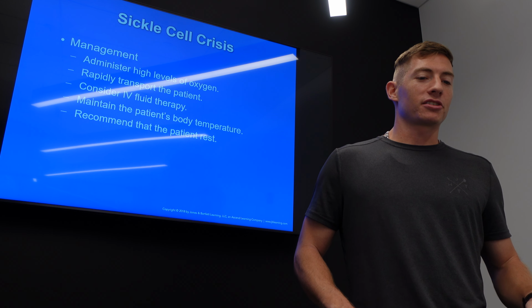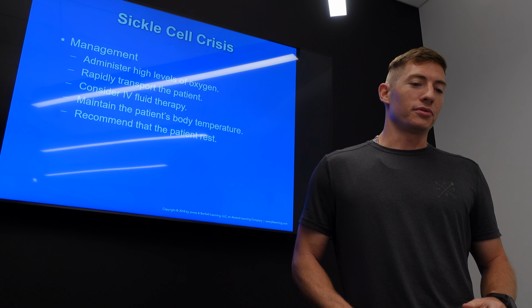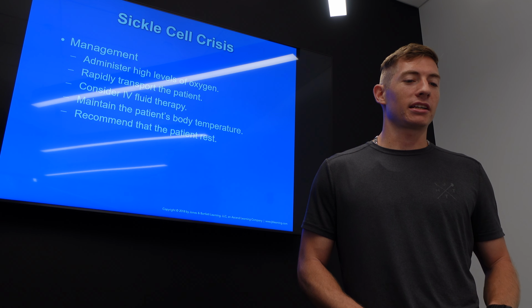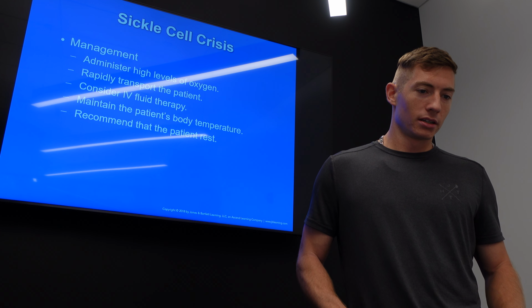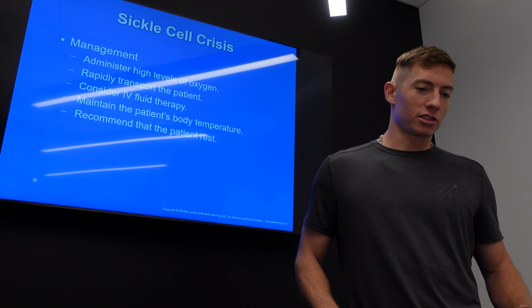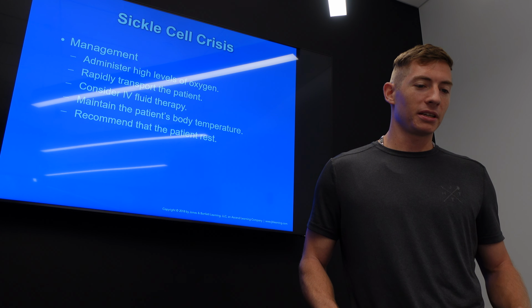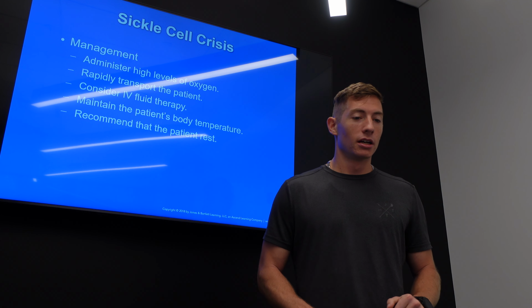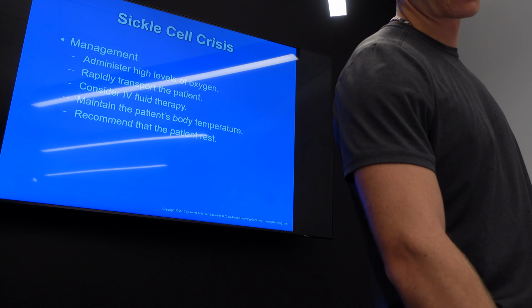Administer high levels of oxygen to prevent further destruction from hypoxia. Do so via non-rebreather mask to hypersaturate the remaining hemoglobin and increase levels of perfusion. We want to rapidly transport the patient to an appropriate facility, consider IV fluid therapy if necessary, and maintain the patient's body temperature. Cold can contribute to sickling of cells.